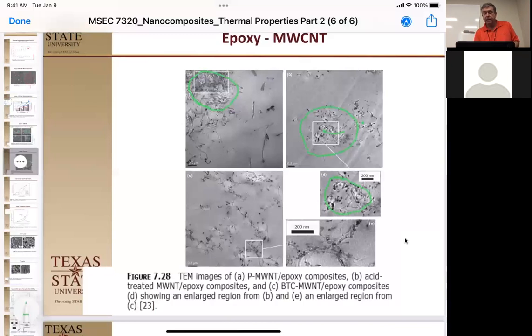But this is the benzene tricarboxylic acid treated one, and notice that there are very few bundles, or the aggregates are very small, and they're distributed more evenly through the system. So that gives us a reason why we get to that higher thermal conductivity, because these are more easily dispersed into the matrix, and might even have that lower thermal barrier to go from matrix to filler.